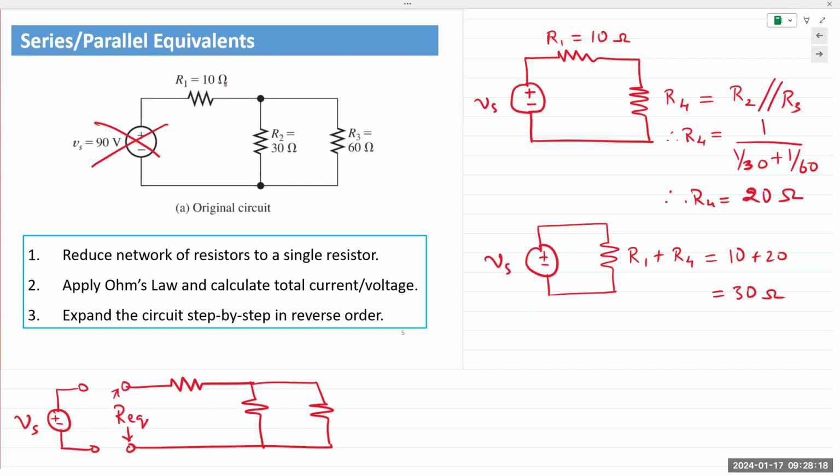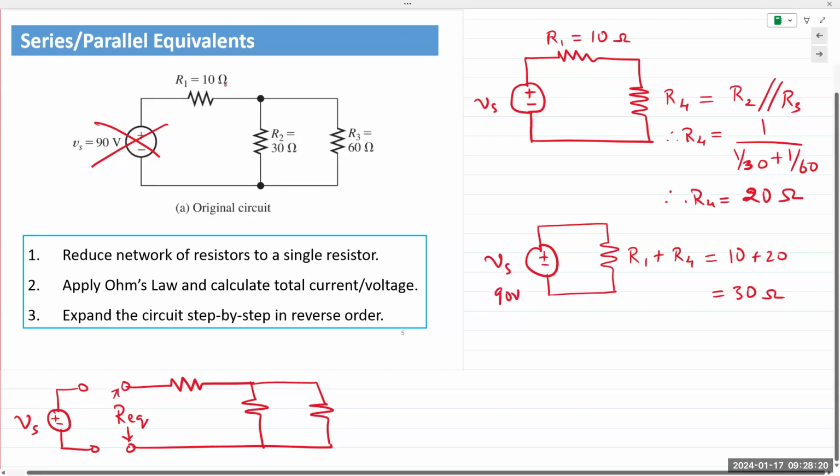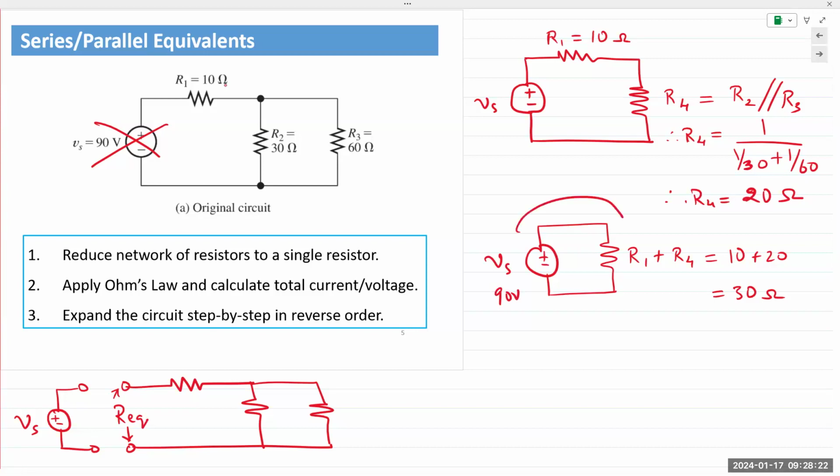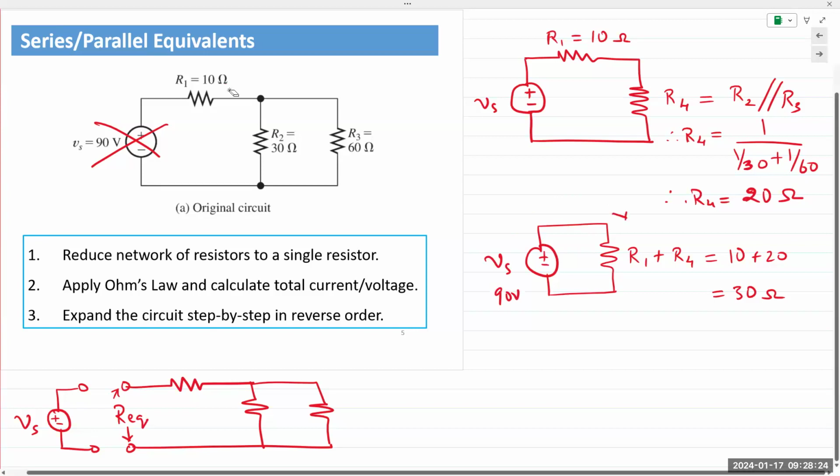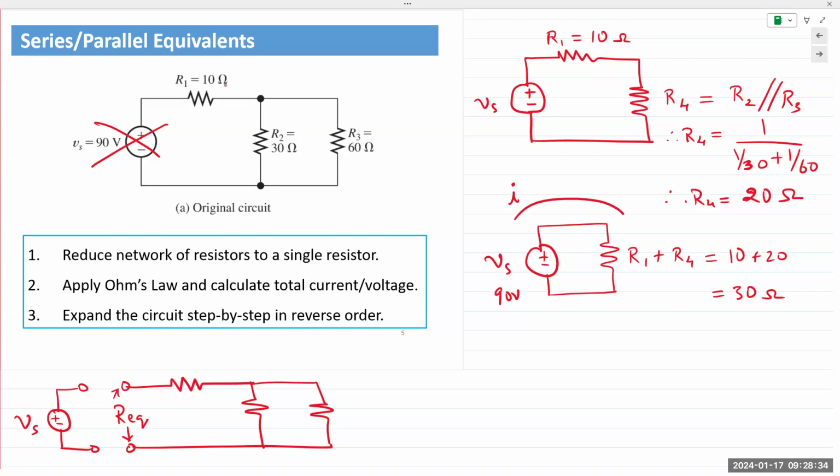So now I have Vs, 90 volts. I assume a current that flows in the circuit, I, the total current flowing in the circuit, right? Voltage is given, so now I find the current I. Which direction would you choose for that current? Going clockwise or counterclockwise? I actually just drew it.